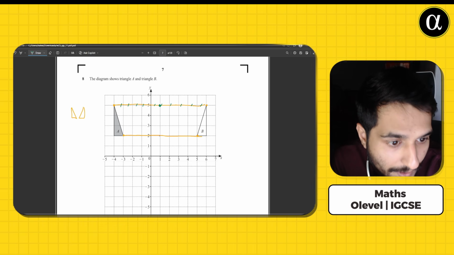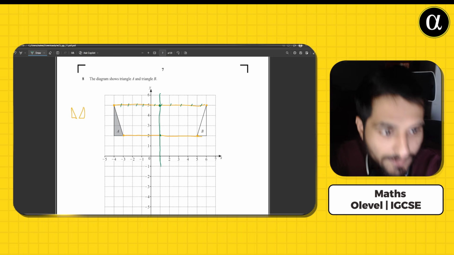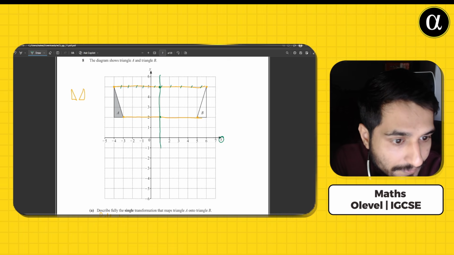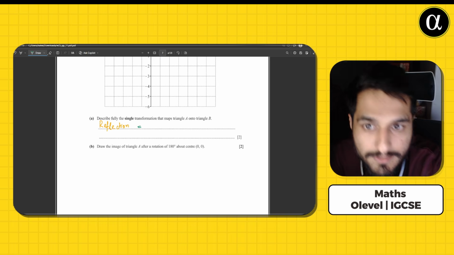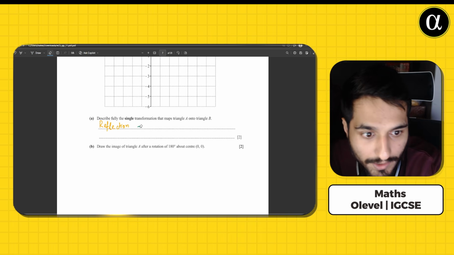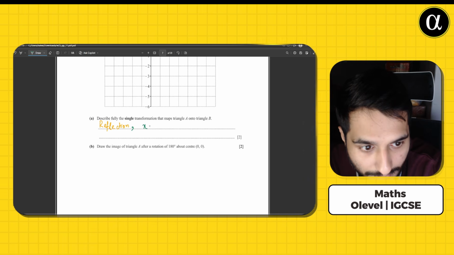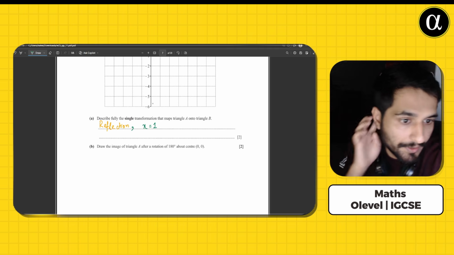So somewhere here and here, this is going to be the line of reflection like this, and this line is known as x equals 1. So this is going to be the equation x equals 1. Since it's a vertical straight line with no gradient, we write x equals 1. This is going to be the equation, right? Now, equation of reflection.